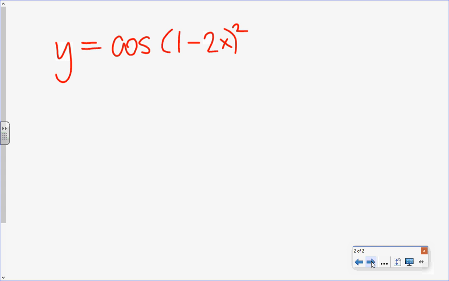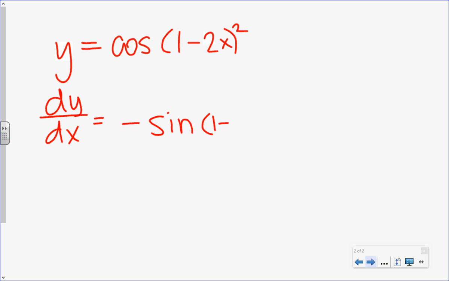Cosine. So that's what we have to take care of the derivative first. So the derivative of cosine would be negative sine, and we keep whatever is inside. Then we can take the derivative of what is inside. Inside we have kind of a power rule, chain rule situation, right? Where we have something raised to the second power, so we can do that power rule. But then we have something inside of that. So what's the derivative of that inside?